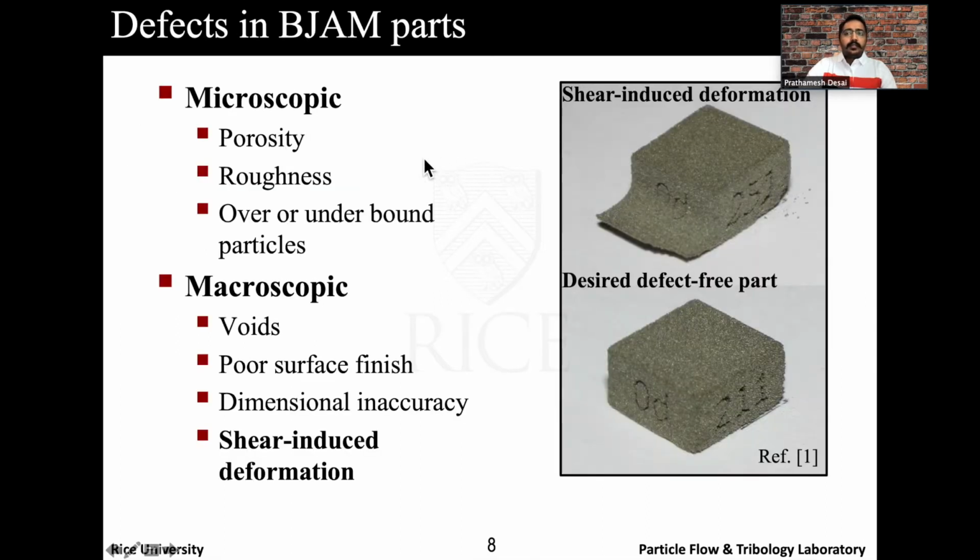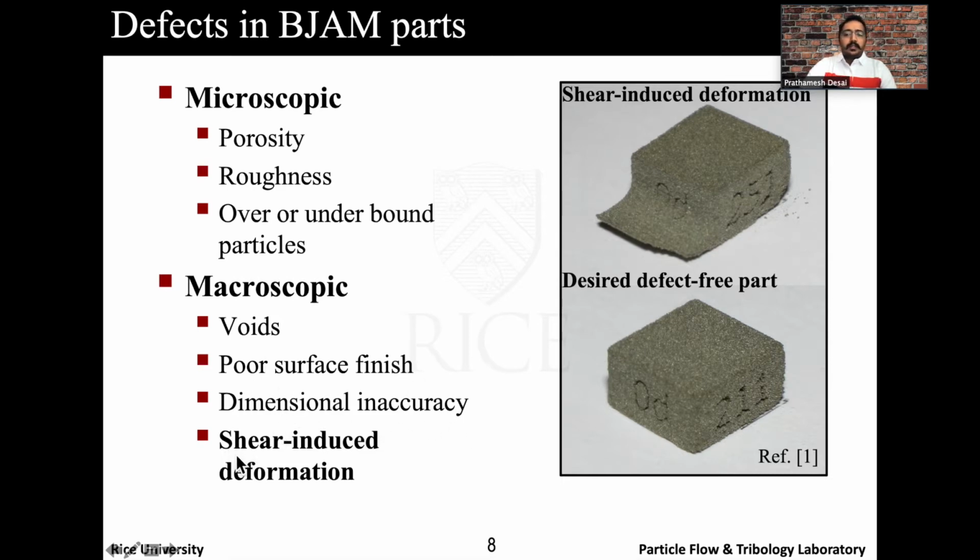The problem with state-of-the-art BJAM parts is that they have defects. And these defects can be broadly categorized into two types: microscopic defects and macroscopic defects. At the microscopic level, or at the layer-by-layer level, we can encounter porosity. There can be uneven surface finish, that is roughness of the spread layer, and there can be over or underbound particles. If we zoom out and look at the entire part at the macroscopic level, there are defects like voids, poor surface finish, dimensional inaccuracy.